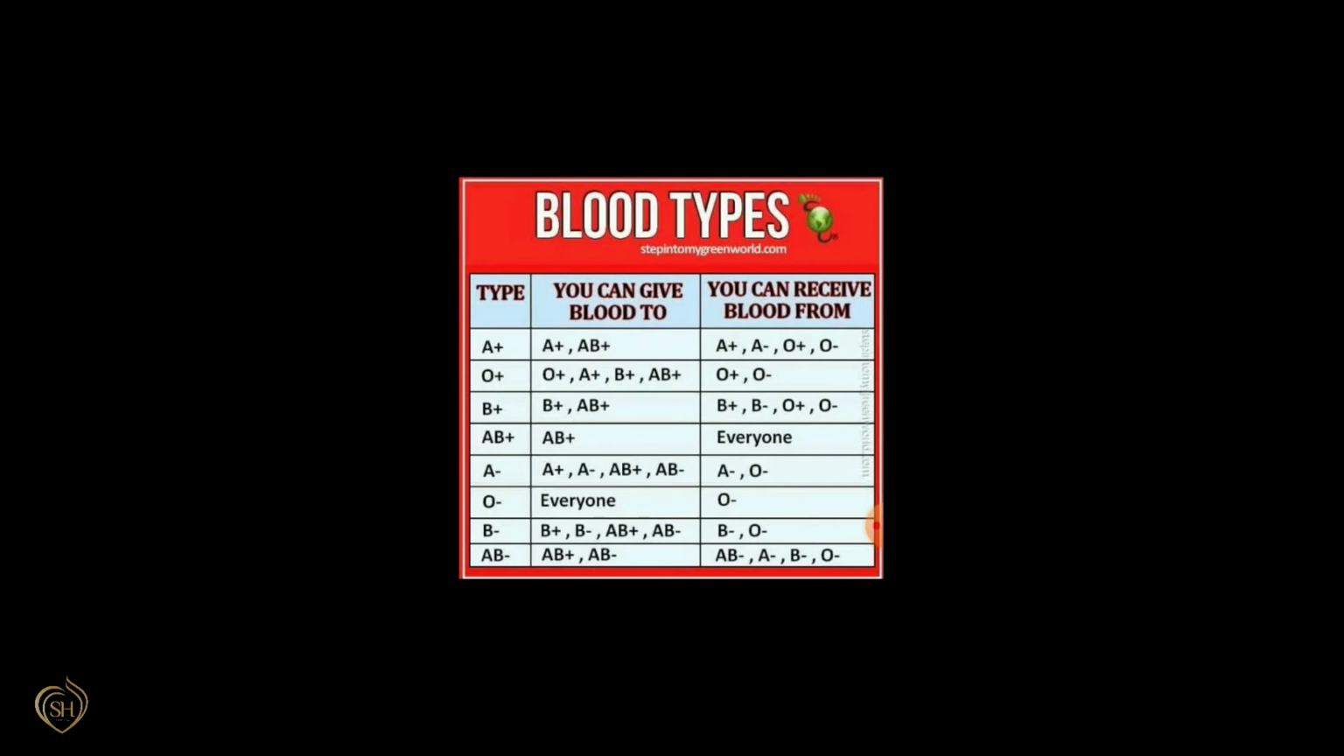O positive can give blood to O positive, A positive, B positive and AB positive. And AB positive, that is a universal recipient, not a donor. AB positive can give blood to only AB positive.